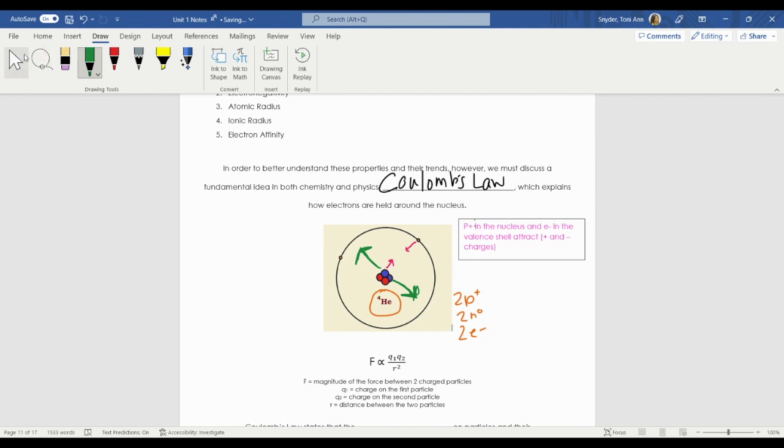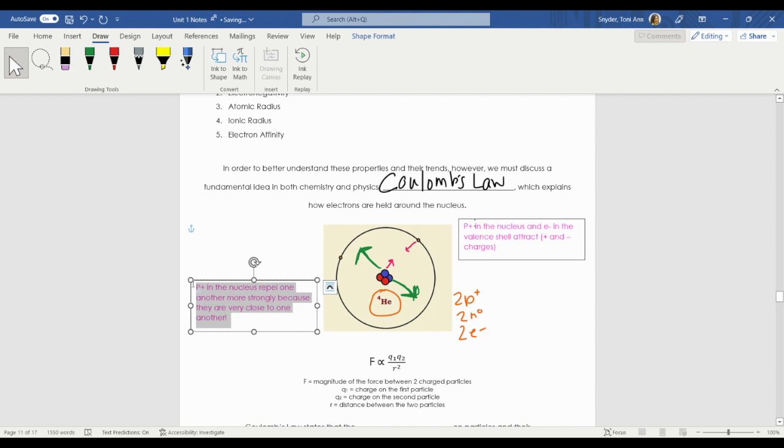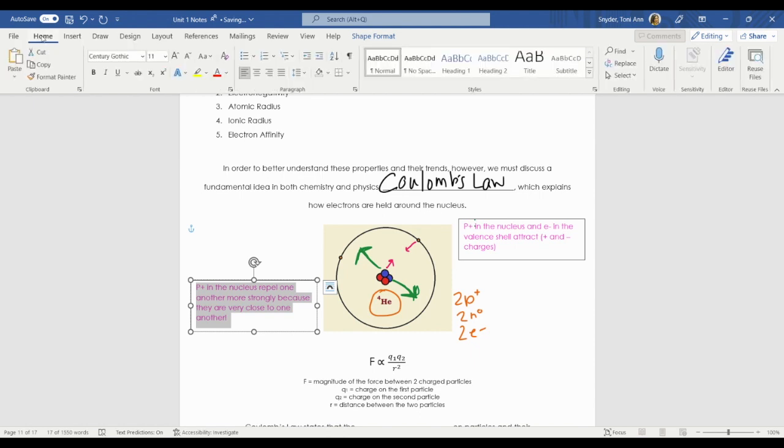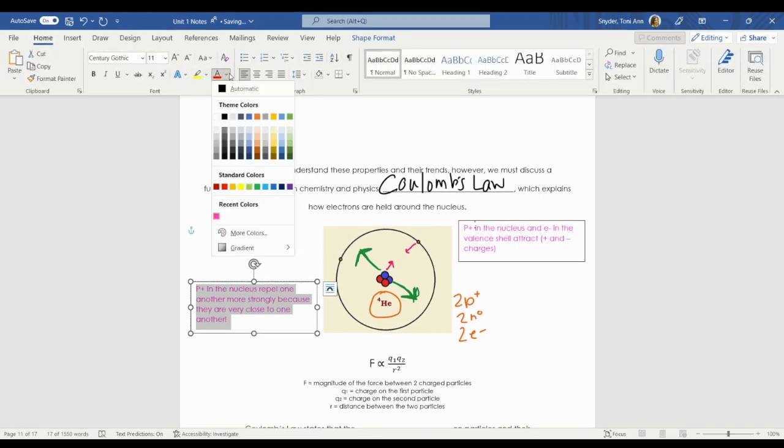So let's go ahead and color code this here. I'm just going to copy this box and put it on this side, it doesn't matter. But your protons in the nucleus repel one another more strongly because they are very close to one another. And this whole idea behind proximity is going to be huge when we talk about Coulomb's law. And let's get this color coded right there.